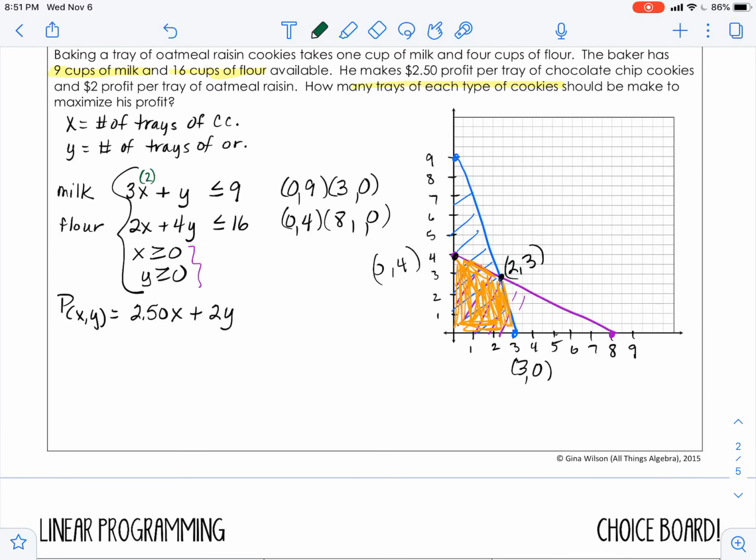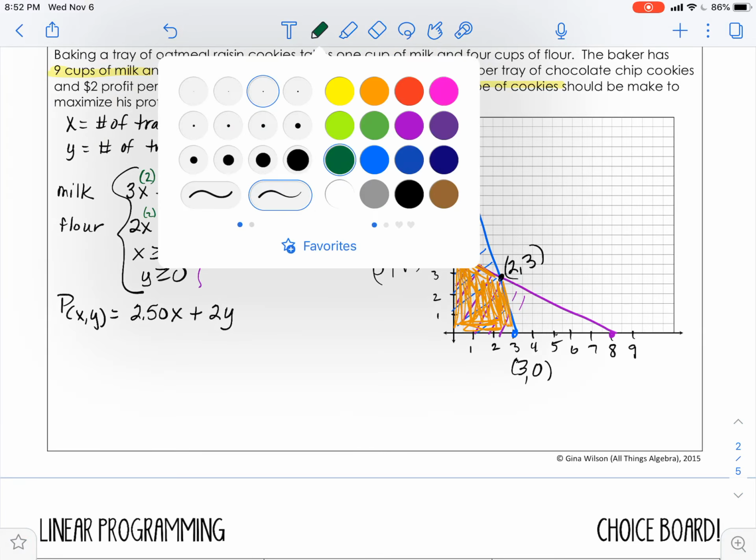So I'm going to come back over here, 2 and 3, okay? Because it is on that line. It is on that purple line that I drew, and the blue line. So it's got to fit into my equation because that equation is the equal one. And that would be 2, 3. Again, 2, 3 works there. So I know it's got to be 2, 3. Okay, we're going to go ahead and get our maximizing done.